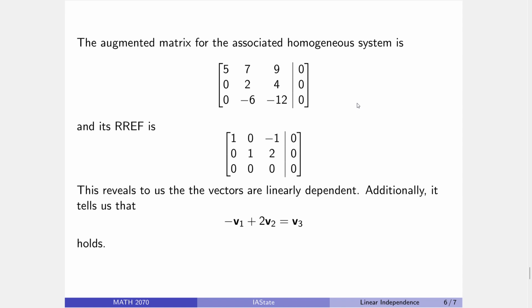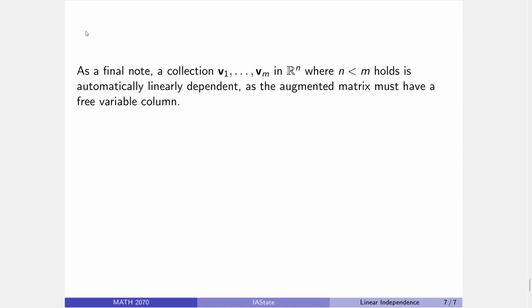Alright, so, to wrap things up for today, something you may have noticed: the matrices we've been working with so far gave us a nice square matrix. If we were in a rectangular situation, there's an obvious case where we automatically get dependence. So that's our final note for today. It's a very powerful tool.